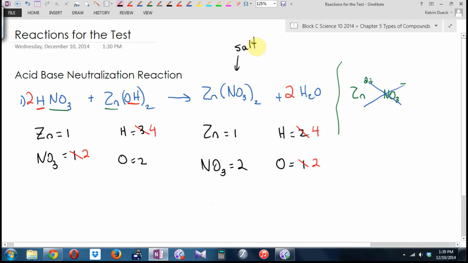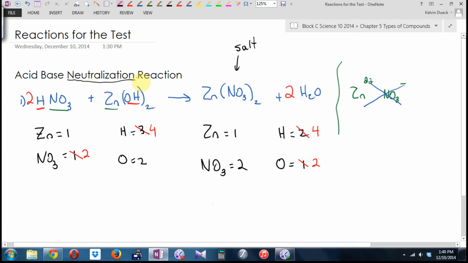a salt. By the way, if you wanted to get the salt on its own, if you boiled this, the water would evaporate. You'd have a powder on the bottom of your beaker. That's your salt. Why is it called neutralization? Because acids and bases are opposite. They would neutralize each other.